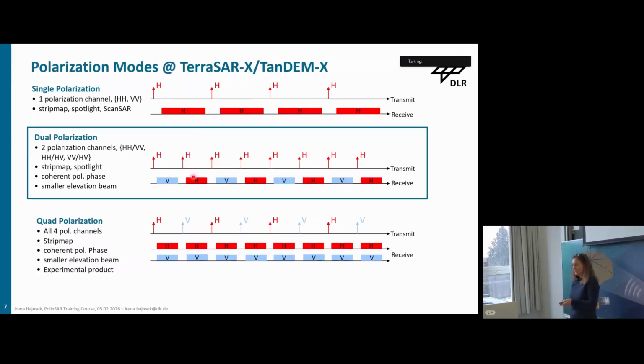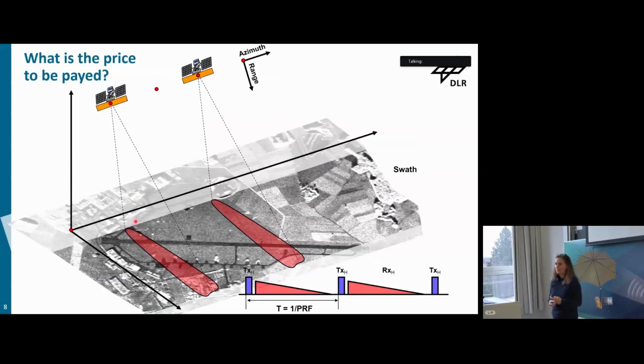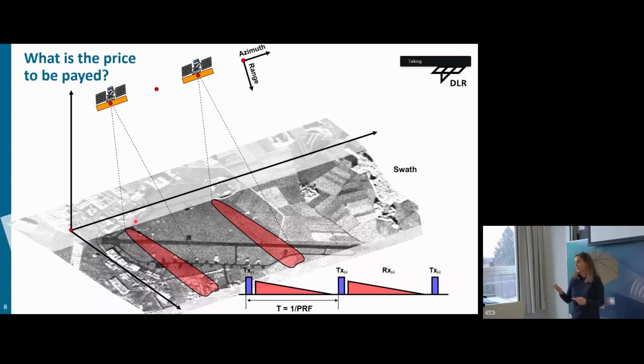You can do it also, as said, in this quad-pol mode, but then it would be you transmit one polarization and you receive both. But we are not going in this direction today. What is the price to be paid between dual pol and quad-pol? There's a price to be paid, and I'd like just shortly to tell you which one this is. I'm not sure if you're aware of it. It's in principle the swath width that you have, right?